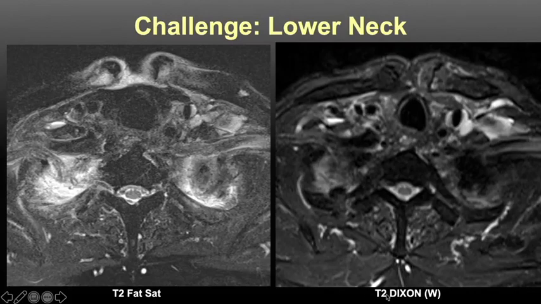On a Dixon image of the same patient, you have, again, uniform fat suppression in all of those areas that previously had been problematic on the T2 FATSAT image. You can actually outline the inferior margin of the thyroid over here, and then you can see this little lymph node standing out against the surrounding fat and the surrounding vasculature on this Dixon image.